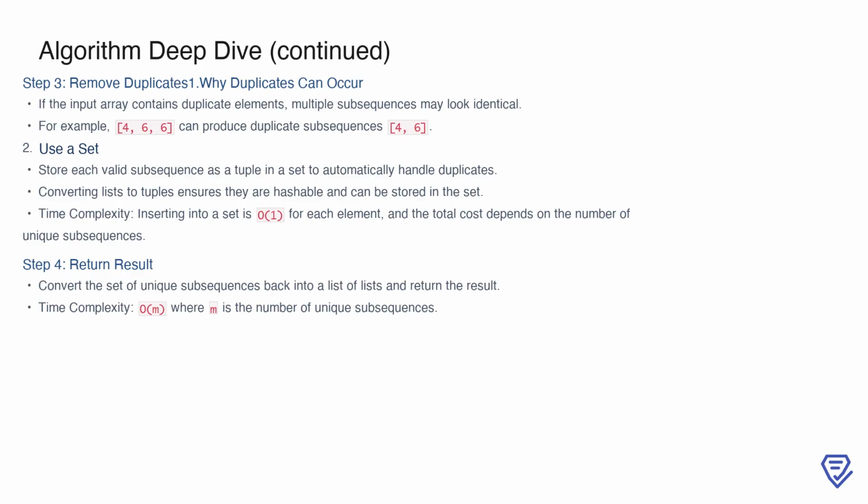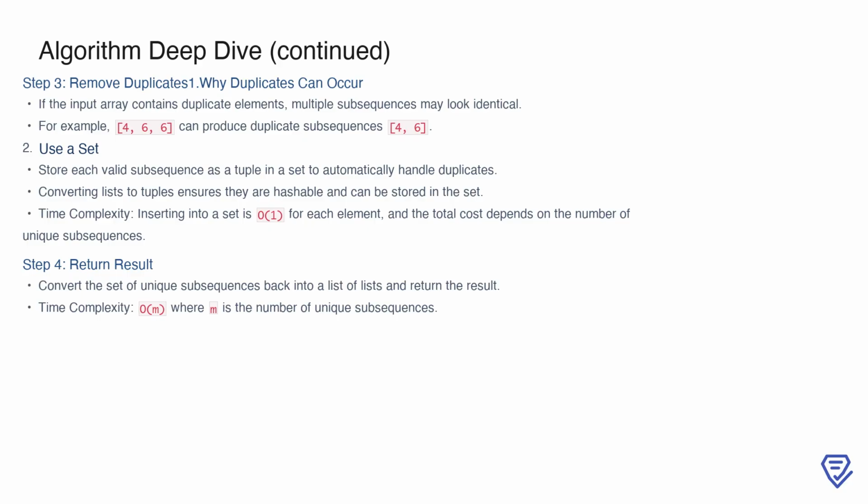To illustrate the data flow, consider an input array nums equals [4, 6, 7, 7]. During recursion, each element prompts a decision to include or exclude it, creating branches in the decision tree. For example, starting with nums[0] equals 4, we can either include 4 or skip it. This process generates all possible subsequences, such as [4], [6], [4, 6], [7], [6, 7], and more.